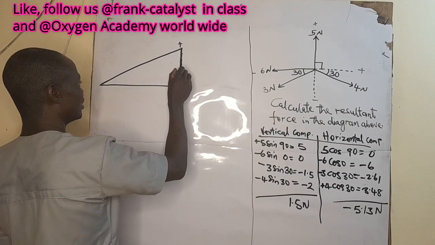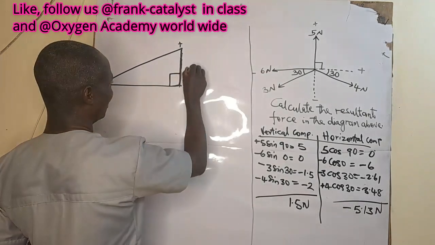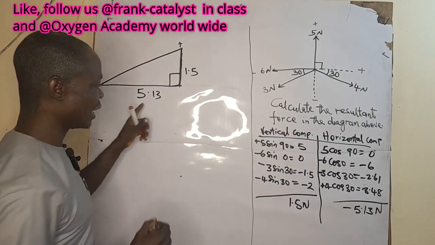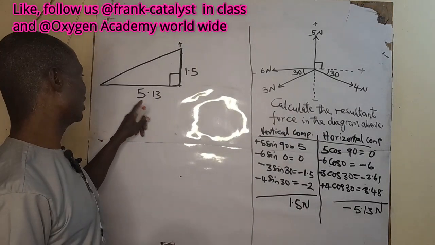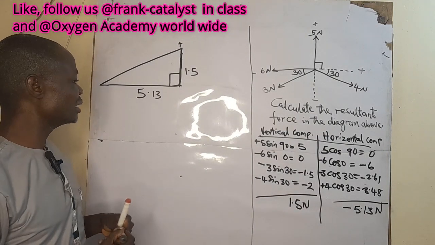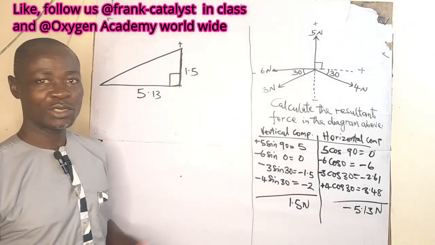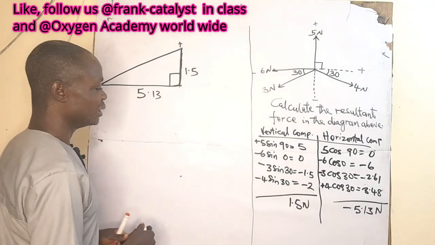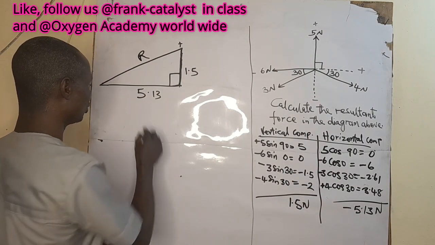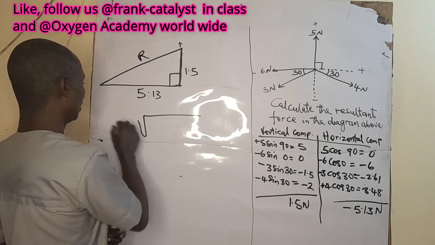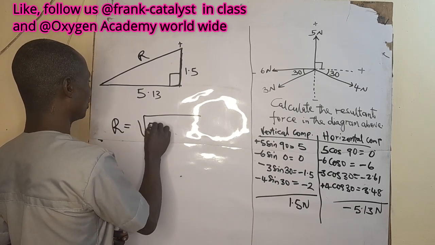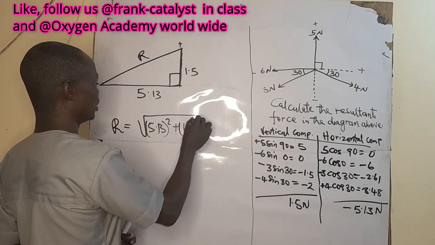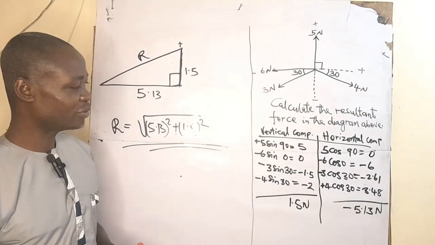I'll now clean it. This is going to be 1.5 and this is going to be 5.13. I am not using the minus here because the negative sign just gives us the direction, which is what I have shown here, so there is no point adding the negative sign. Then the resultant R is this. We now use the Pythagorean theorem, which is R equals the square root of 5.13 squared plus 1.5 squared, and that gives us the resultant force.